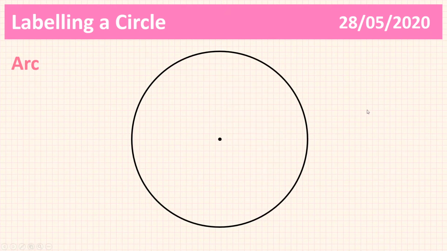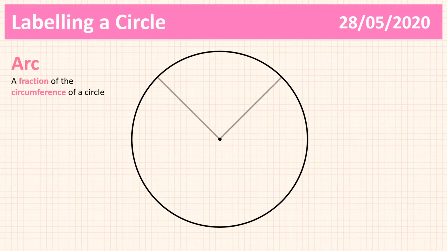Okay, we're moving on to the next bit, which is an arc. An arc is a fraction of the circumference of a circle. So for example, the circumference would go all the way around. An arc would be that bit there in pink. Another arc would be that bit there in pink. So an arc is a fraction of the circumference of a circle.